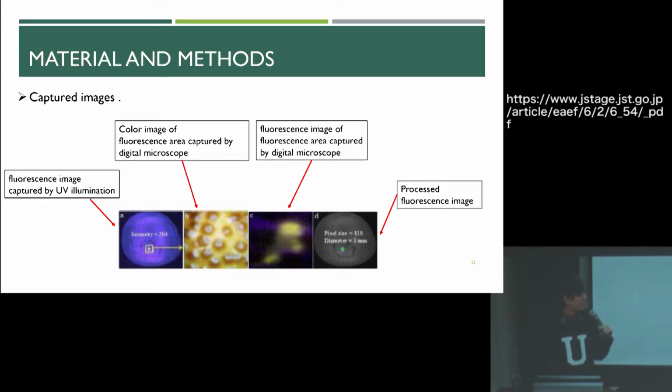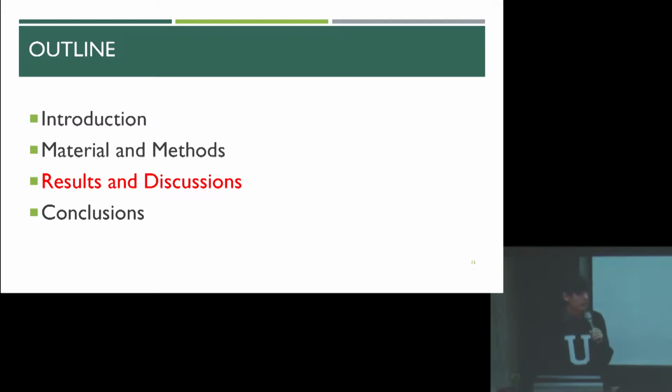Here is an example of the images we captured. Figure A is the fluorescence image captured with UV illumination. Figures B and C are the color and fluorescence images captured by the microscope, and you can clearly see the defect in the microscope image. Figure D is the processed image, which gives some defect information. And next is the result discussion.